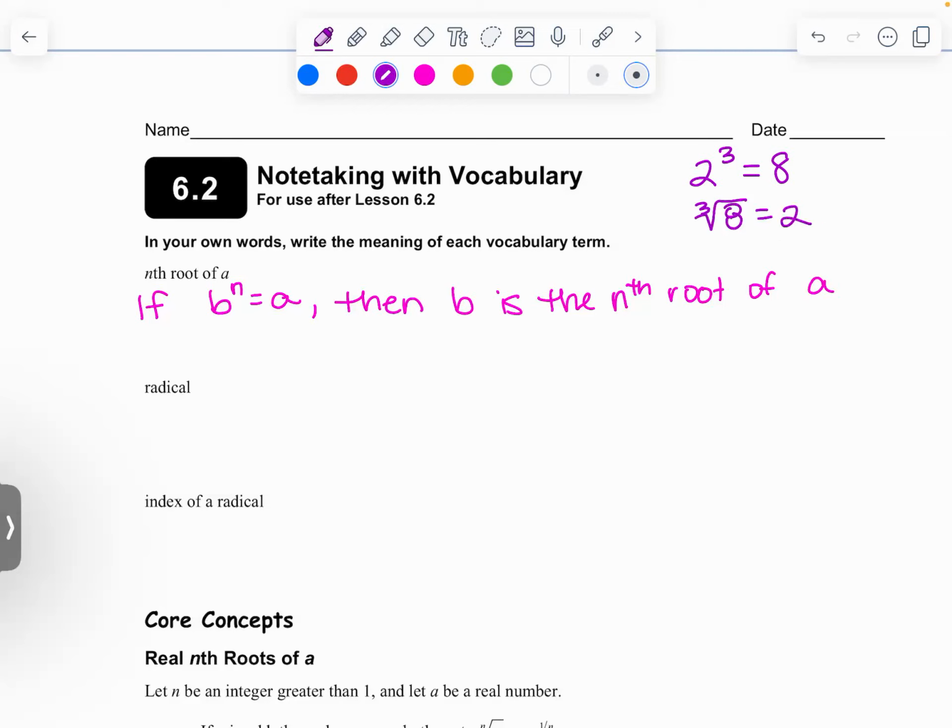Do you see what I'm saying there? So 2 to the third power is 8, and the cube root of 8 is 2.